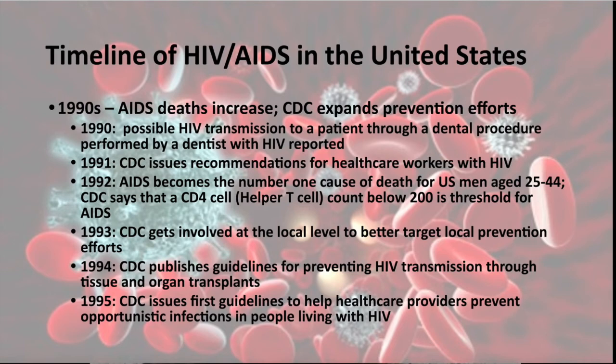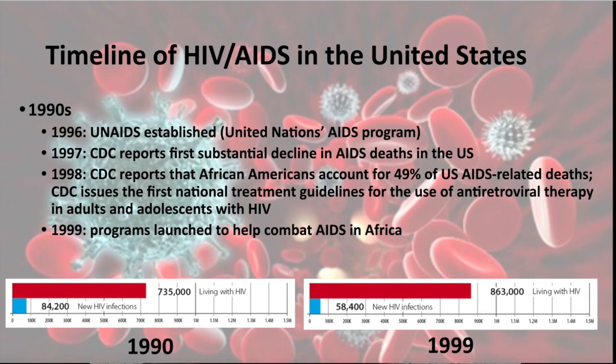And then in 95, they give their first guidelines to help healthcare workers prevent opportunistic infections from spreading to people that are living with HIV. In 1996, the United Nations developed an AIDS program. In 97 is when the CDC first shows that there is a substantial decline in AIDS deaths in the United States because they're starting to develop more medications to treat it.